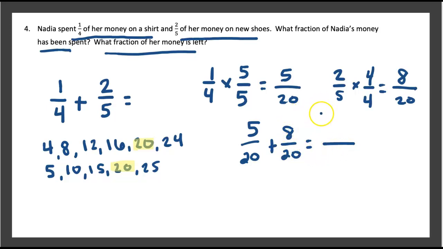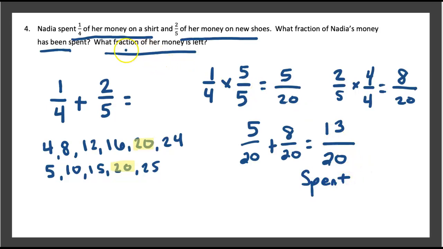So what is 5 plus 8? If you need to, you can use your fingers to count on. So lock in 8 and count up 5. So 8, 9, 10, 11, 12, 13. So I've got 13/20 that was spent on the t-shirt and the new shoes. So that has been spent. This has been spent, 13/20.